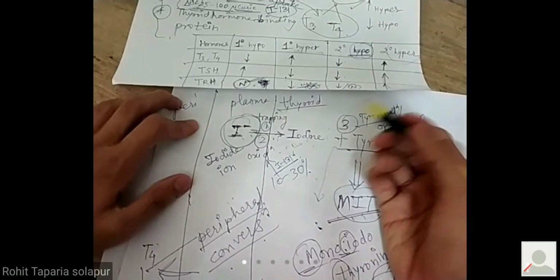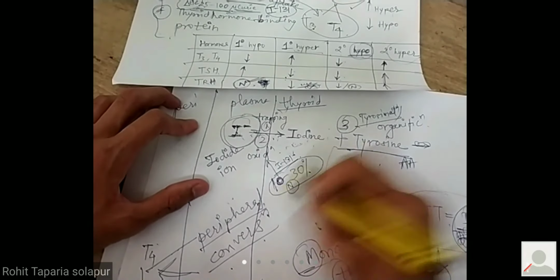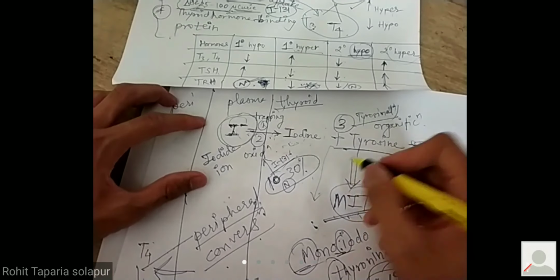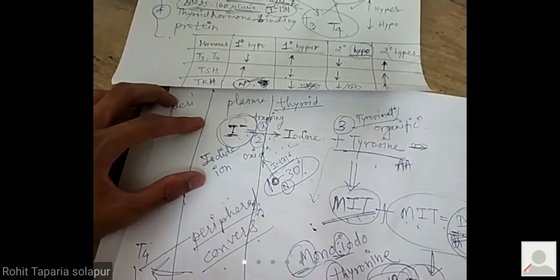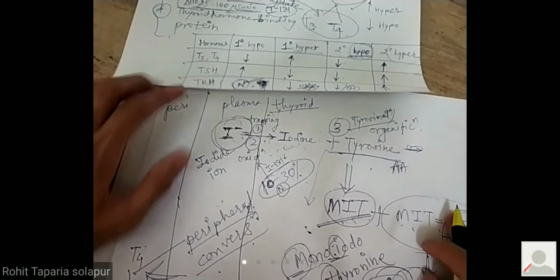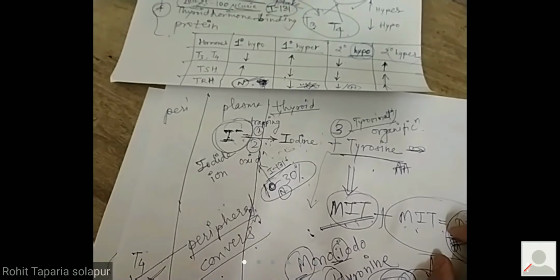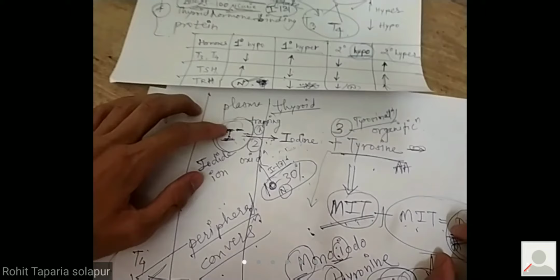I-131. Okay, 10 to 30% a normal person will take in. But if there is some hypothyroidism, that is, if there is some defect in the thyroid, then it will not take up the iodine, and then you can assess the blood level of that radioactive iodide ion, and as a result you will understand that there is a defect.